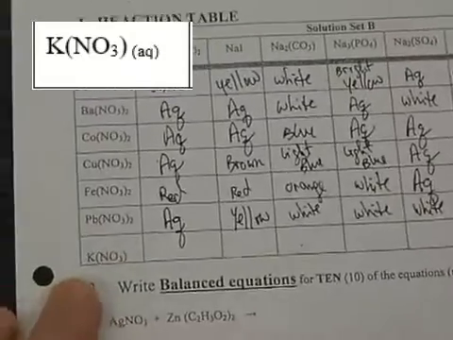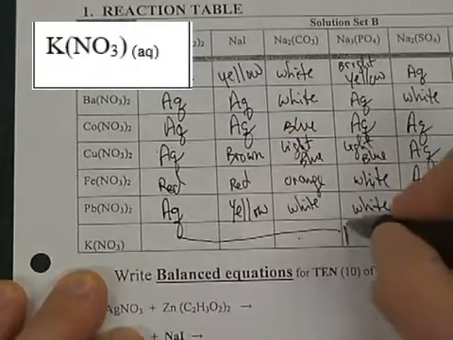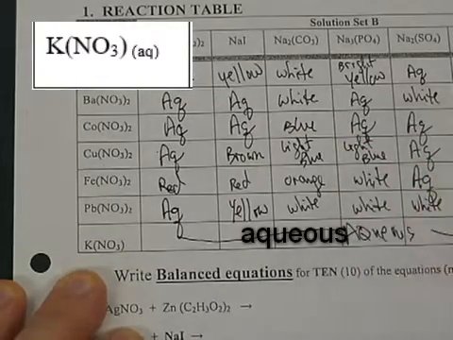Now the last one is potassium nitrate. Potassium nitrate didn't react with any of them. So all of these would be aqueous, which means they're dissolved in water.